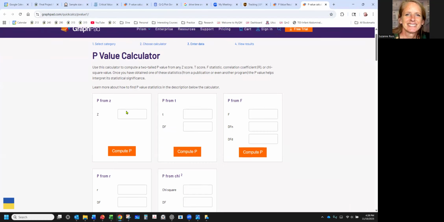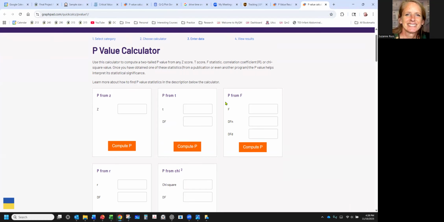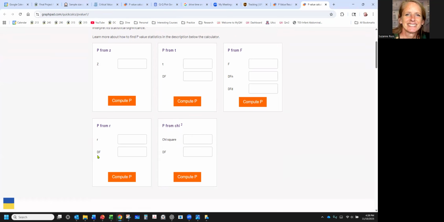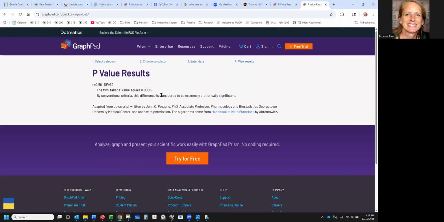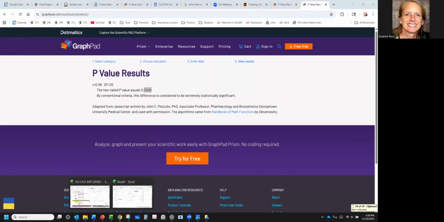And here we are. We're going to go down. Here's Z, here's T, here's F. Now we're at R. So let's put in that 0.56. And the degrees of freedom, in this case, the one that we're going to use for entering right here is the number of pairs minus 2, which is 32. And we'll find the p. And it says the two-tailed p-value equals 0.0006. It says this is extremely statistically significant.